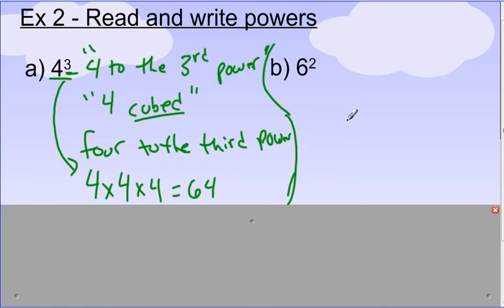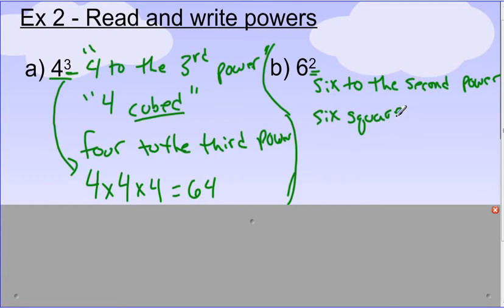Letter B. Now, the way we would write this, I'm going to use all words. Write 6 to the second power. We could also, this little guy, the 2, has another name. We could say 6 squared. And by the way, those are the only two that have special names. Squared and cubed. Everything else is to the 4th power, to the 5th power, to the 19th power. Okay? So there's 2 different ways of writing this.